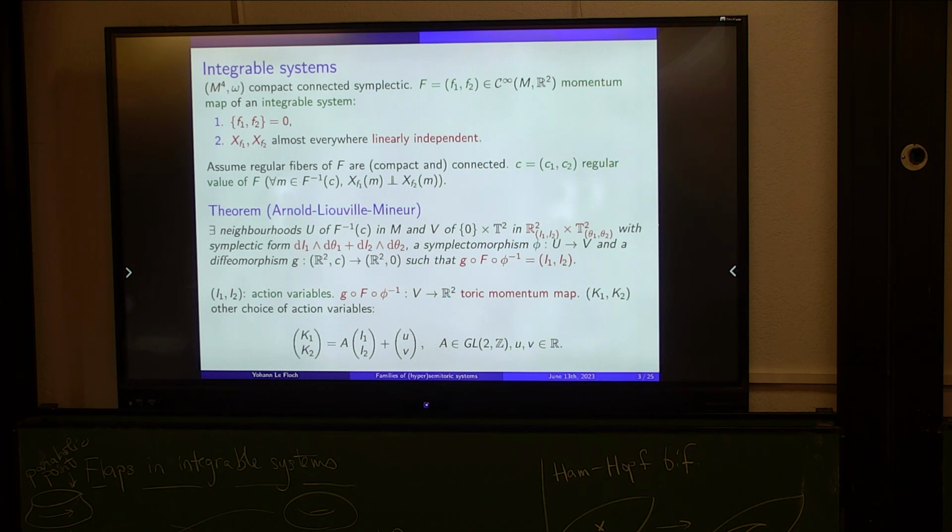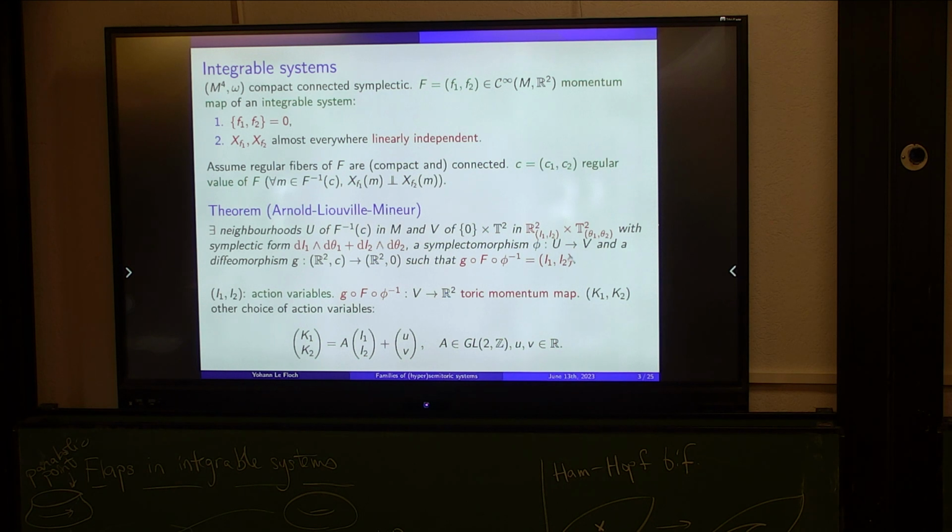If you assume that the fibers are connected and you look at a regular value of the momentum map, then you know that you have a semi-local normal form in the neighborhood of the corresponding fiber. Which tells you that a neighborhood of this fiber is locally symplectomorphic to a neighborhood of the zero section in the cotangent bundle of the two-torus, and that you can bring the momentum map, up to composing with some diffeomorphism, to the momentum map for some very nice dynamics in the cotangent bundle of the torus.